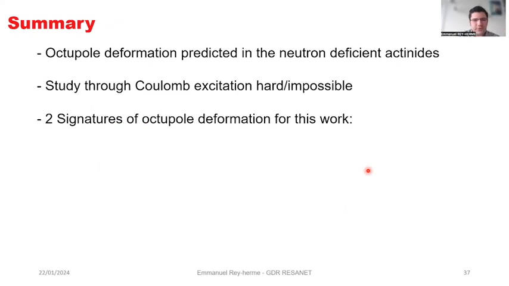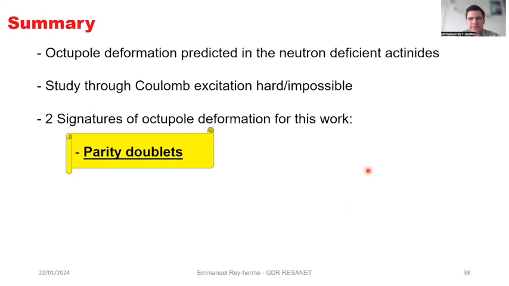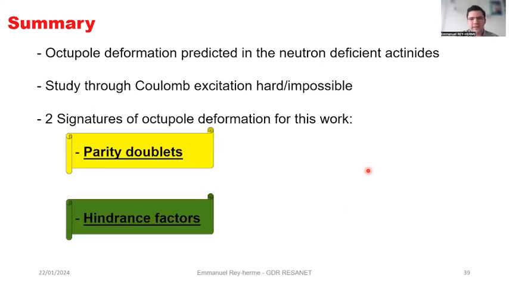So as a summary for this part, we have octupole deformation predicted in the neutron-deficient actinides. The study through Coulomb excitation, the usual method for octupole deformation, is hard or impossible. And we have two signatures of octupole deformation for this work: the presence of parity-doublet and the low hindrance factor toward opposite parity states.